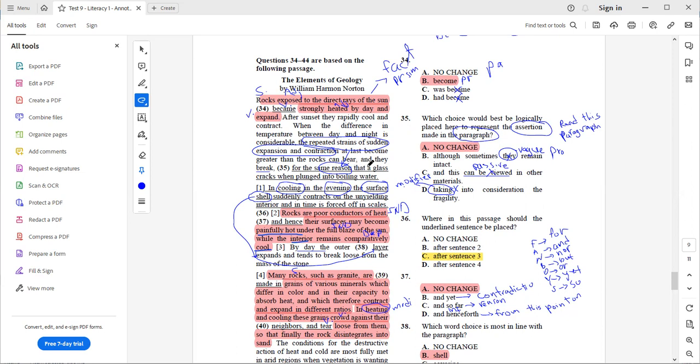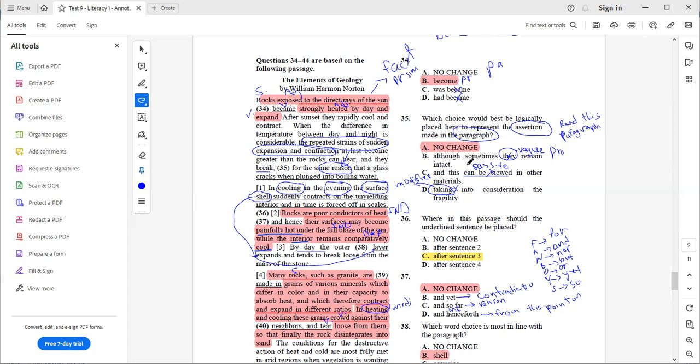For the same reason that a glass cracks when plunged into boiling water. I think he gives you the reason why you have strains and why you have this damage. Yes, because of the weather, because of the boiling of water, because you bring from cold to hot or warm. So maybe B is wrong. Although sometimes they remain intact. We don't know what "they" is, because we're talking about the glass. So why "they" here? Okay, it can be rocks. But also here he said intact. No, it will not give me the reason that we need.